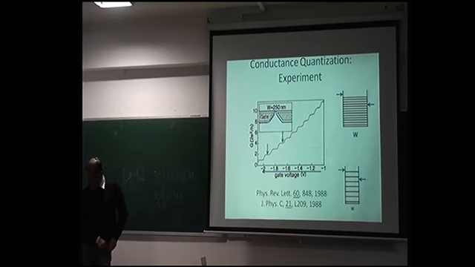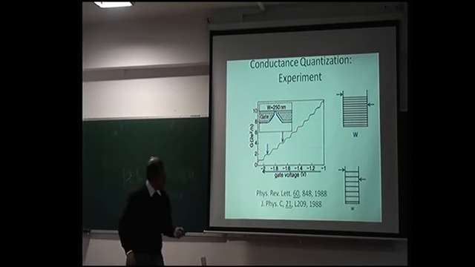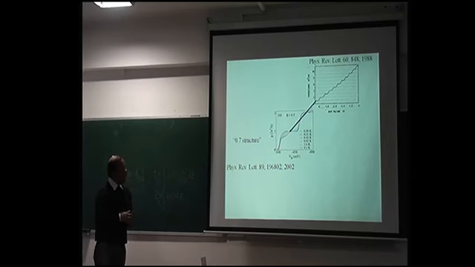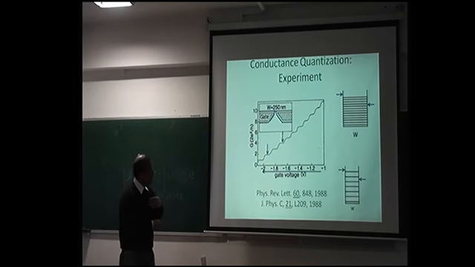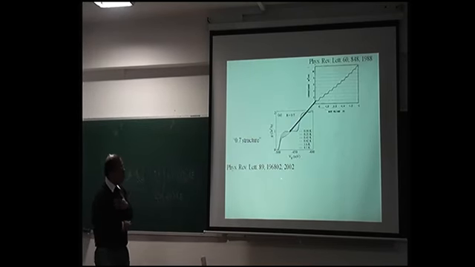Then this was done in 1988, and in 2002 the Marcus group at Harvard University showed that this is not even a 1 actually. Actually it is 0.7. This is called the 0.7 structure, and there is very interesting physics there.